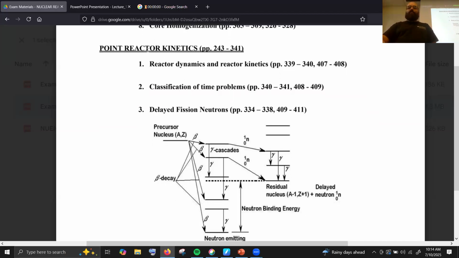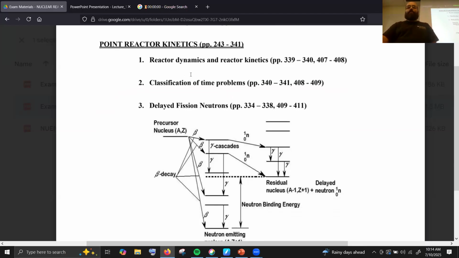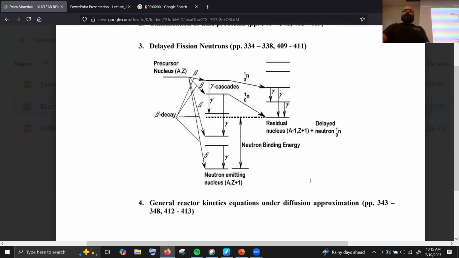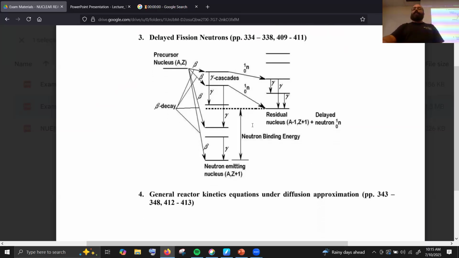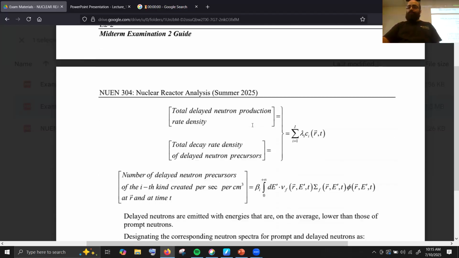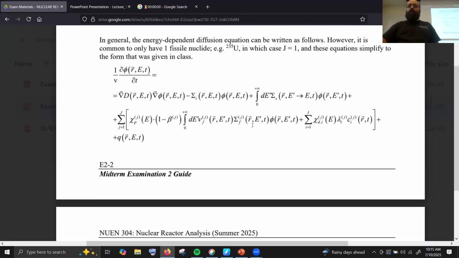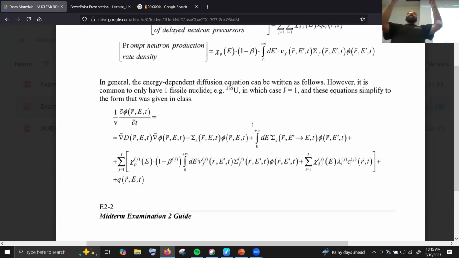And then the next chapter is all about the point kinetics equations. Being able to derive the point kinetics equations, understanding that these come about because we're considering delayed neutrons, and being familiar with the concepts and equations involving delayed neutrons and delayed neutron precursors. This spells out some of the terms involved. We took our energy dependent diffusion equation and modified it so that we can account for delayed neutrons being produced. That's effectively what this equation is right here.